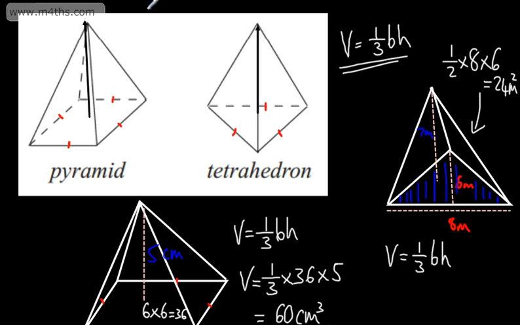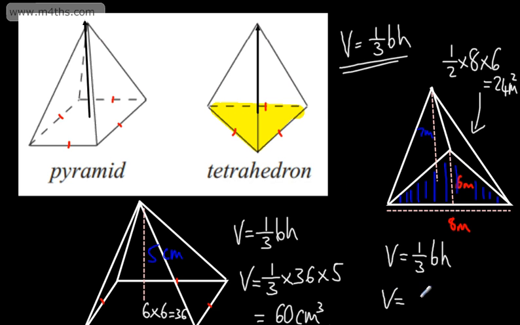So for example, if we were using this one now, it's probably slightly easier to see. What we'd have is this area right here, and this is our base. I've just found that in this particular case to be 24 by doing 8 times 6 divided by 2. What we're now going to do is simply write this out.